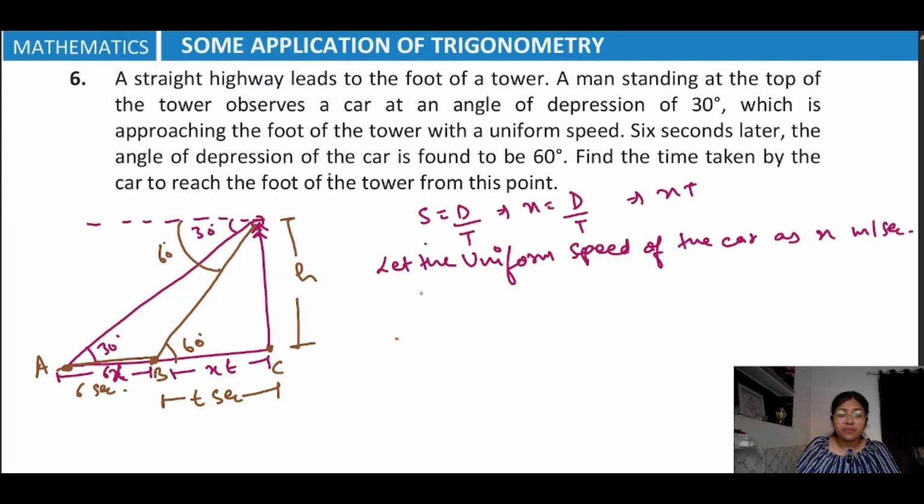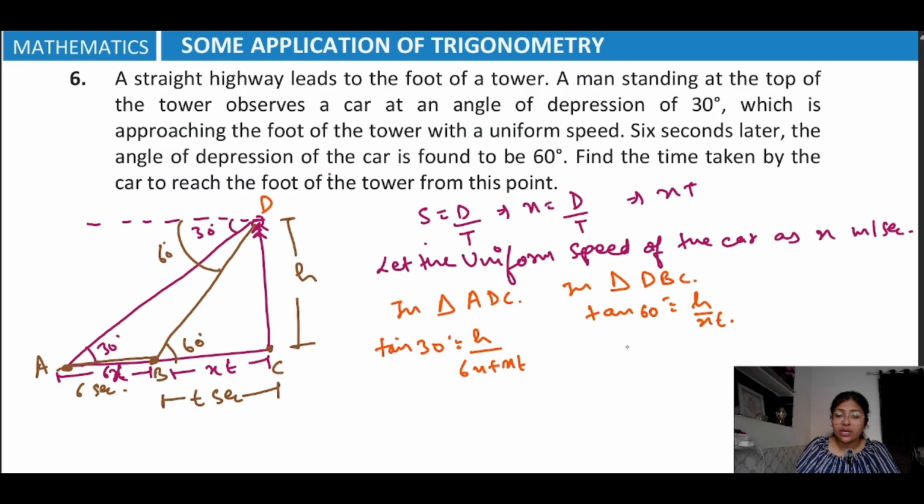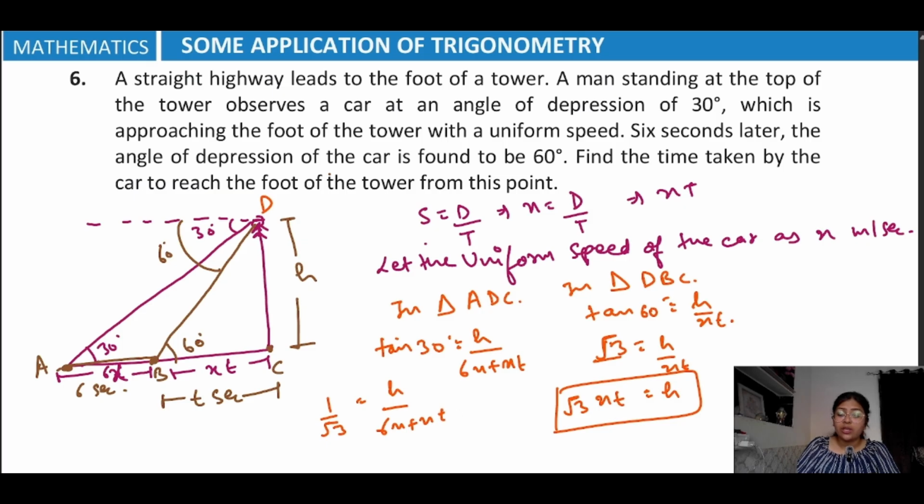Okay, let's see. In triangle ABC, tan 30 equals h over 6x plus xt. In triangle DBC, tan 60 equals h over xt. So 1 over root 3 is equal to h over 6x plus xt. Tan 60 is root 3, so root 3 equals h over xt, so h is root 3 xt. Okay, do this.